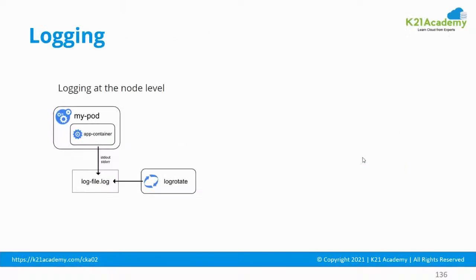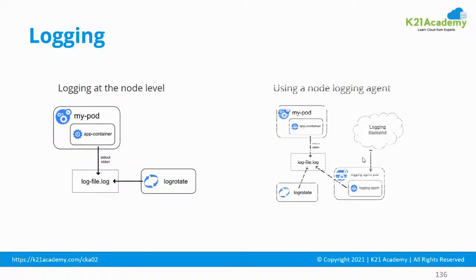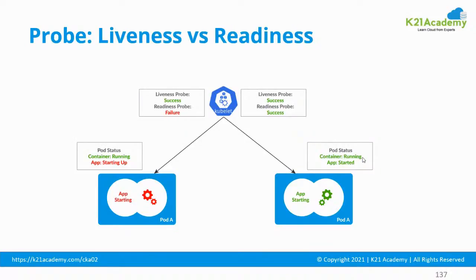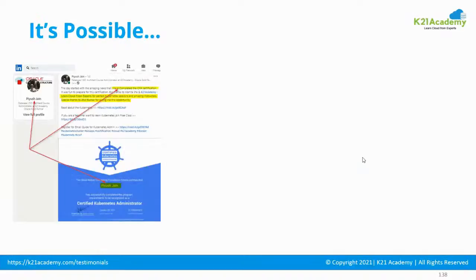So there are different types of logging, like logging at a node level, at an agent level, and at an application level as well, and so on. Then how do you make sure that your application is running? There's something called probes, liveness and readiness probes.